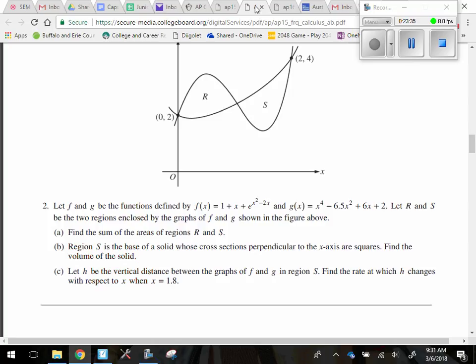You're integrating with respect to x, so it goes from 1 to 2. This integral goes from 0 to 1. This integral goes from 1 to 2. Right? That was our point in the middle. Are your integration limits in y?